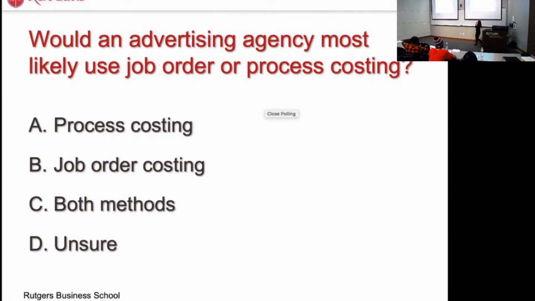So what kind of cost accounting system would an advertising agency most likely use? Okay, so that's the first one.